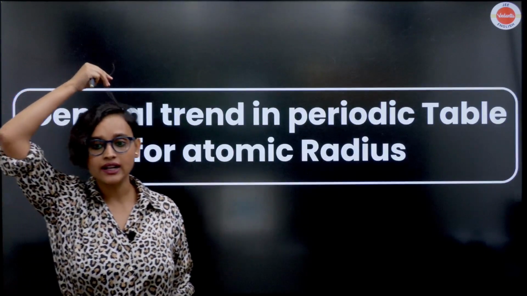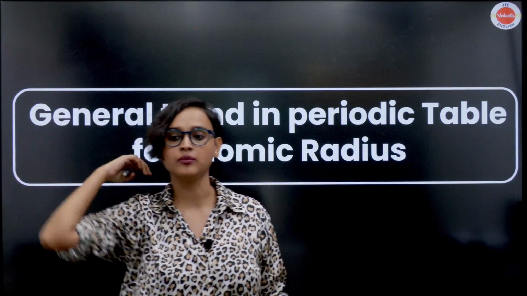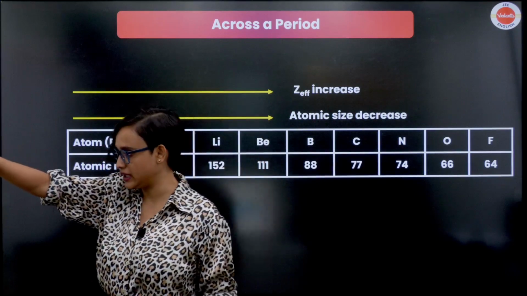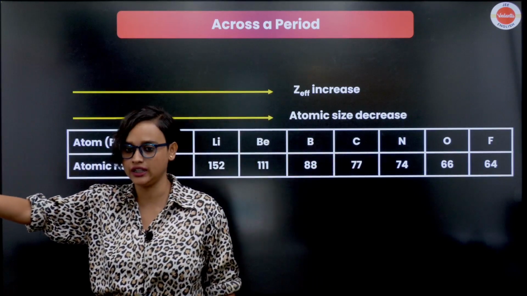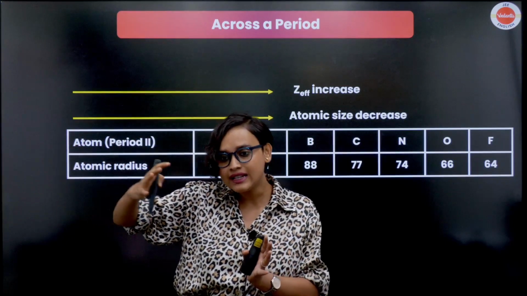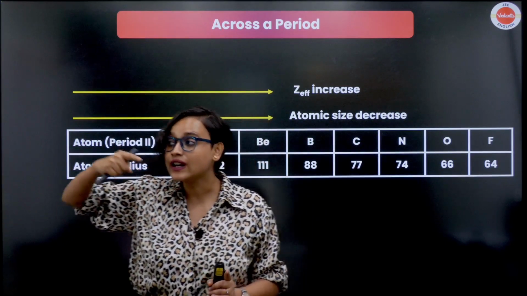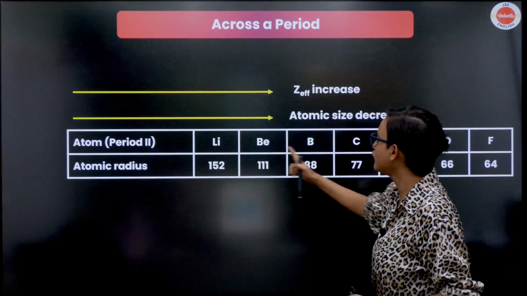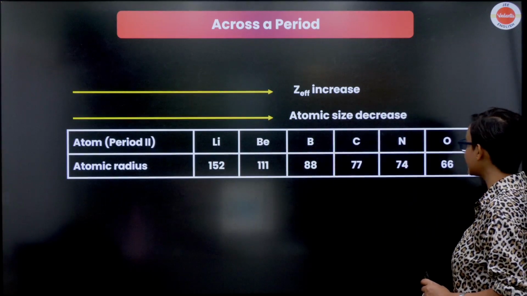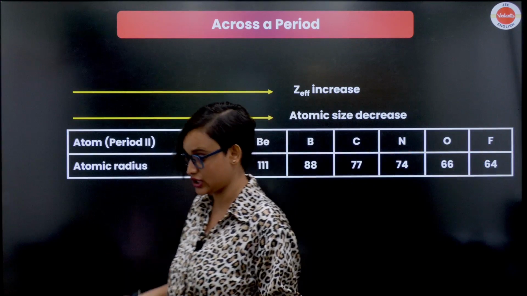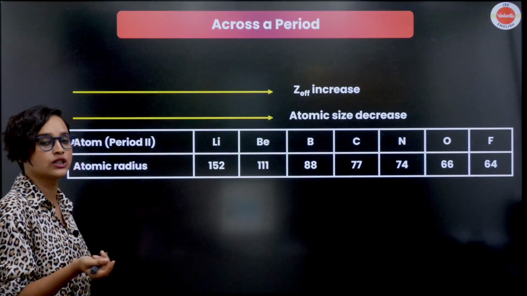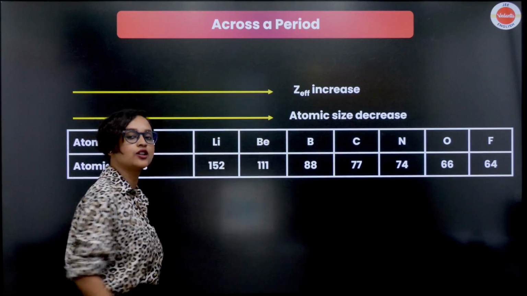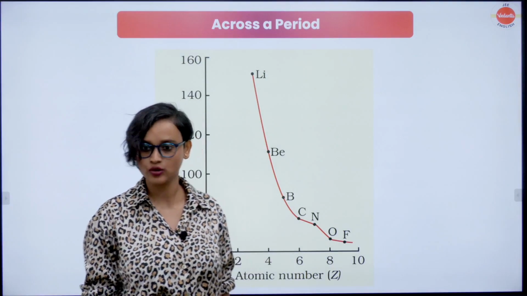Understood? Now let's understand some of the general terms in the periodic table for atomic radius. Across a period, what happens? The atomic size decreases. Z effective increases, atomic size decreases. Why? Because the number of protons is increasing, which means the effective nuclear charge increases, and if the effective nuclear charge increases, the atomic size decreases. From left to right, atomic size decreases. Please do remember it, across a period.